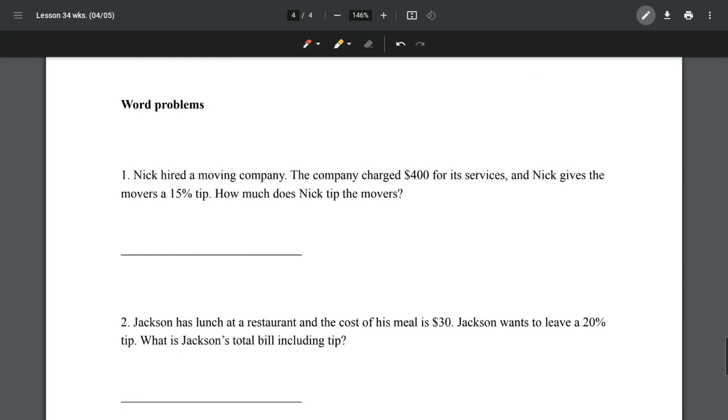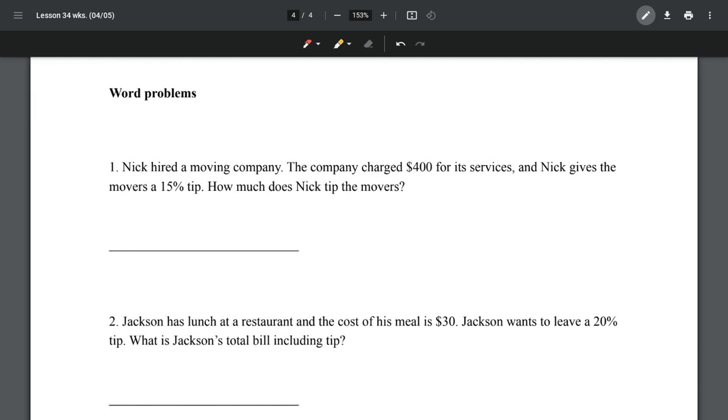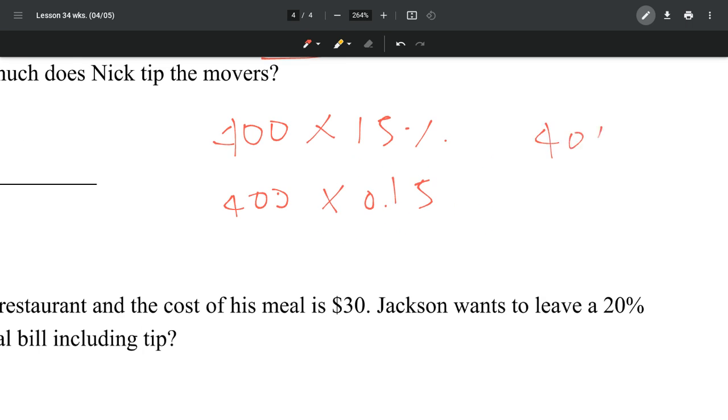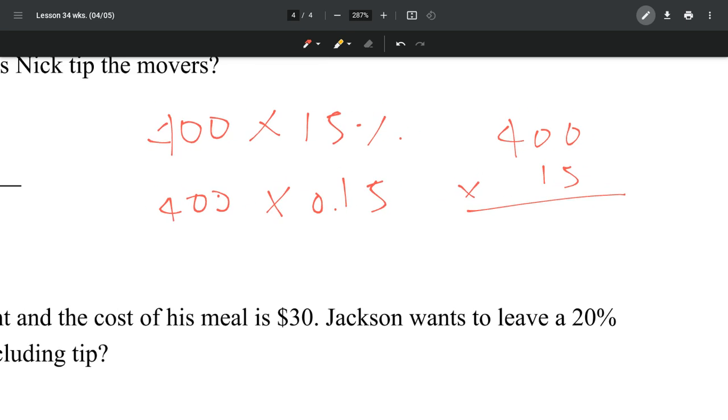So word problems. Nick hired a moving company. The company charged $400 for his services, and Nick gives the movers a 15% tip. How much does Nick tip the movers? So what we're trying to figure out is 15% of 400, right? Again, we did this in the previous problem. We do 400 times 15%, which is 0.15, right? And so we move the decimal point, make it a whole number, and we do 400 times 15.